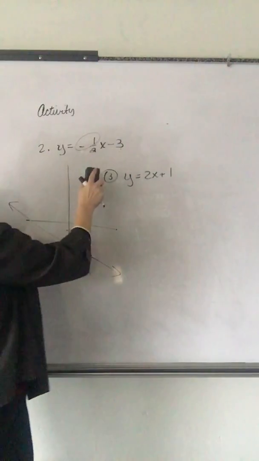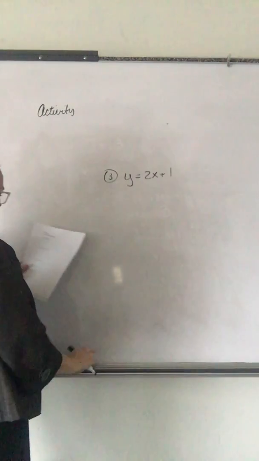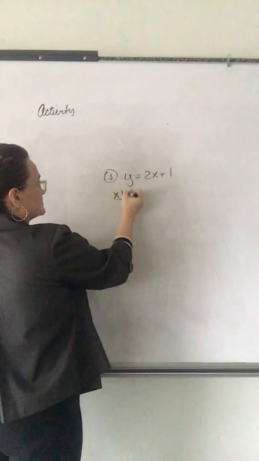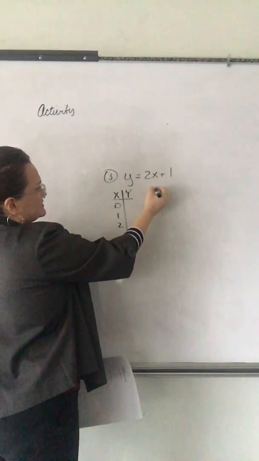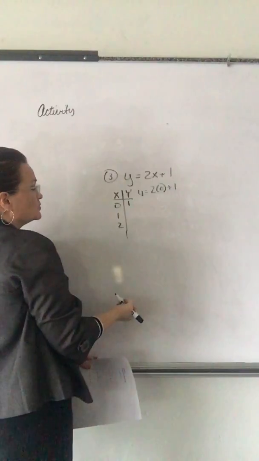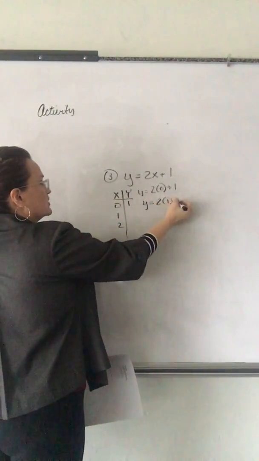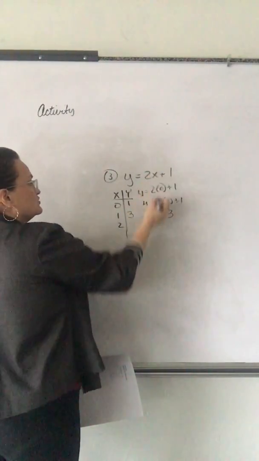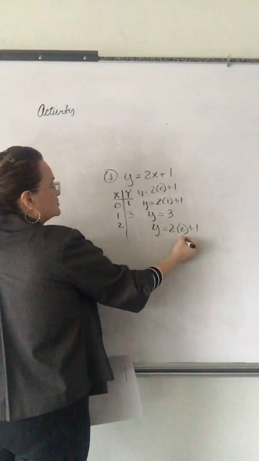And note that you don't have to use this method. You could point plot. I should probably do that method as well to remind you. I will on this one. So on this one, let's say you want to point plot. You can plug in 0, 1, and 2 if you so desire. Plug in 0 for x, 2 times 0 plus 1, y equals 1. Then do it again. Plug in x is 1, 2 times 1 plus 1. That will be y equals 3. Plug in 2 for x. So y equals 2 times 2 plus 1, which is 5.